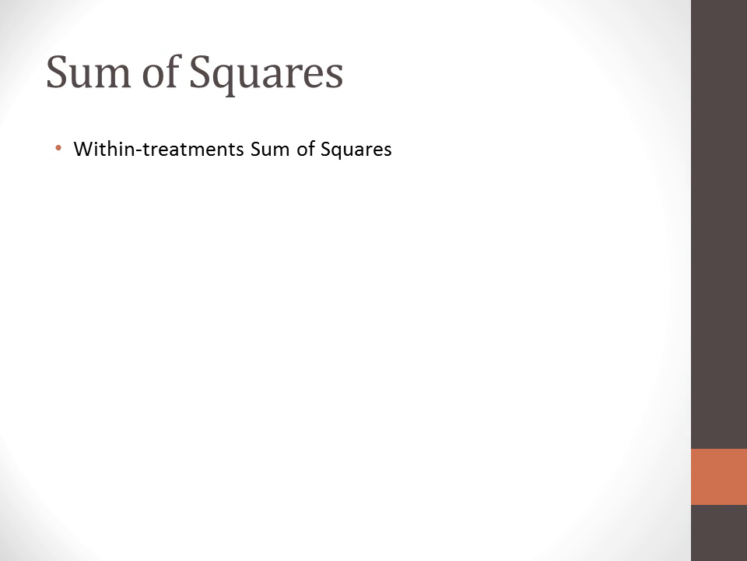Now we need to get the sums of squares within treatment. And so to find the overall within treatment sums of squares, we simply add the values together.